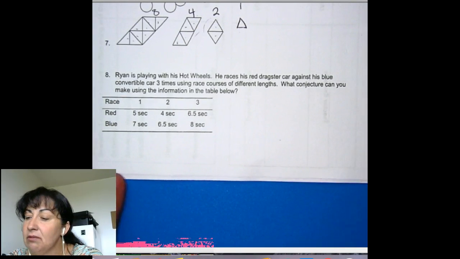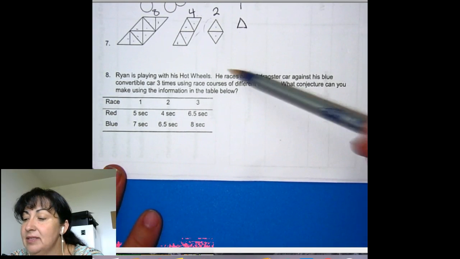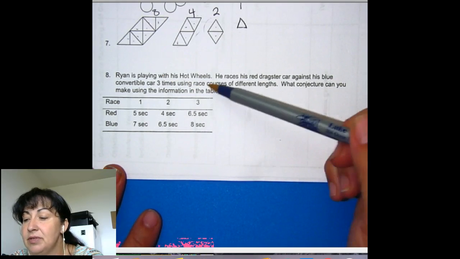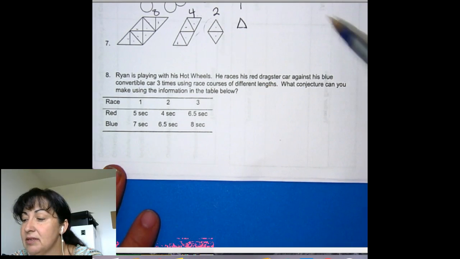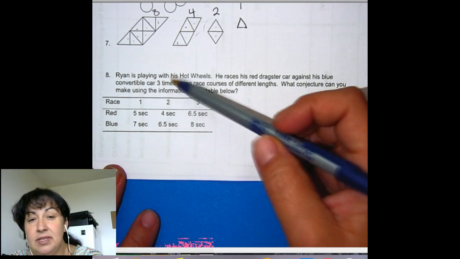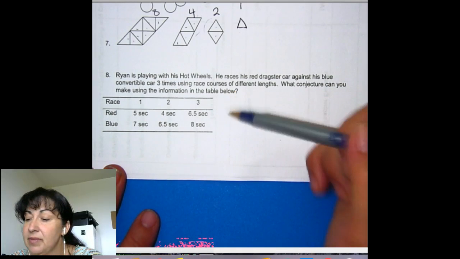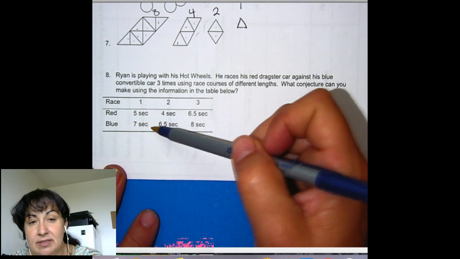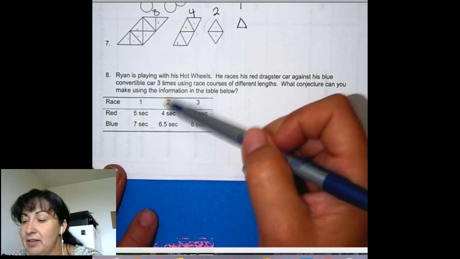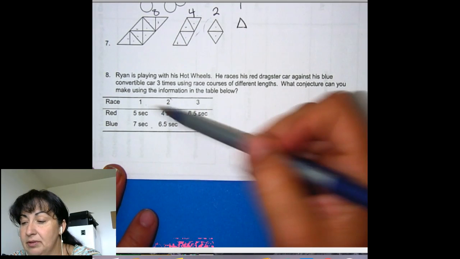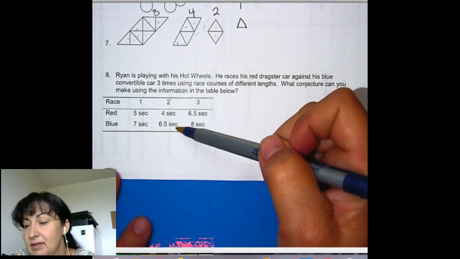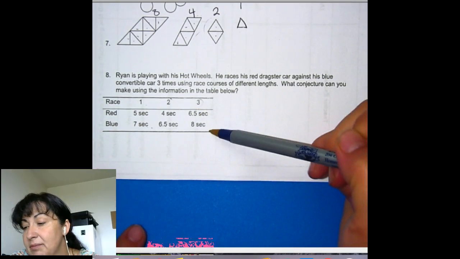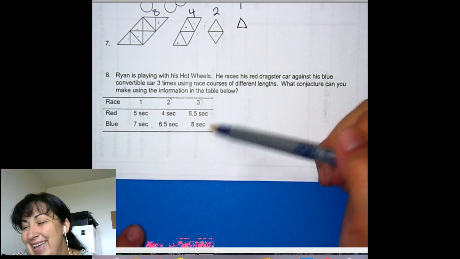Number 8. Ryan is playing with his Hot Wheels. He races his red dragster car against his blue convertible car 3 times using race courses of different lengths. What conjecture can you make using the information in the table below? So race 1, the red car beat the blue car 5 seconds to 7 seconds. On racetrack 2, the red car beat the blue car 4 to 6.5 seconds. And in racetrack 3, looks like the red car beat the blue car 6.5 seconds to 8 seconds.